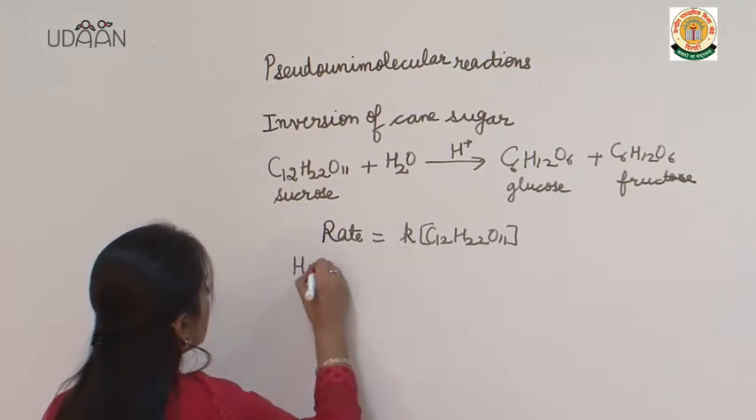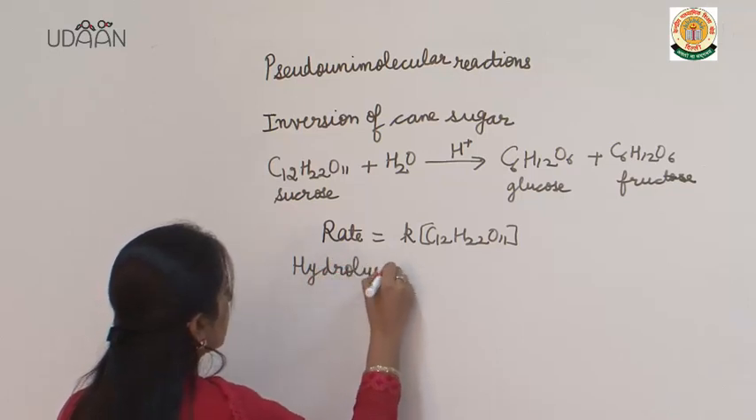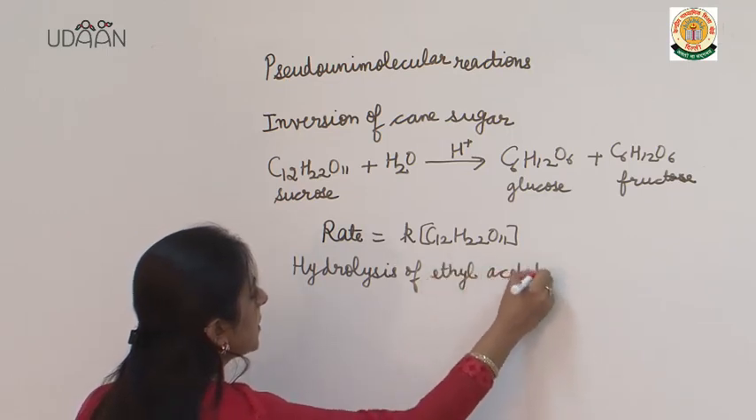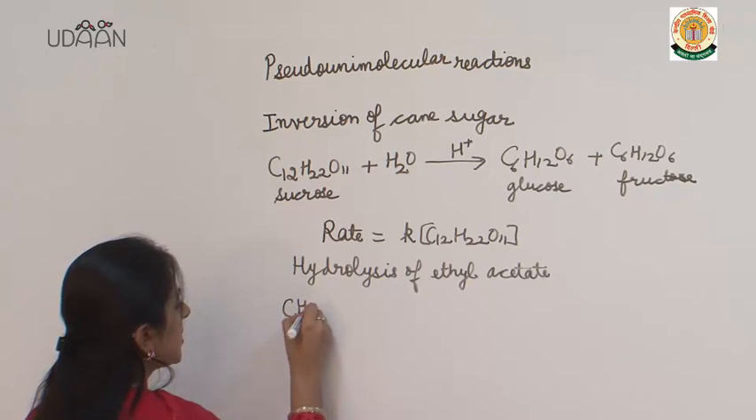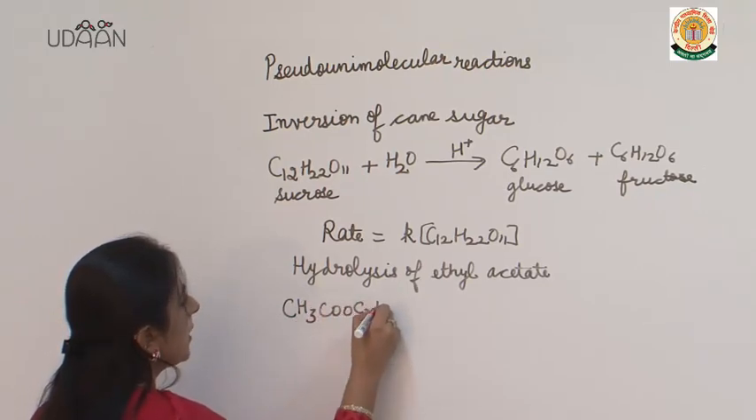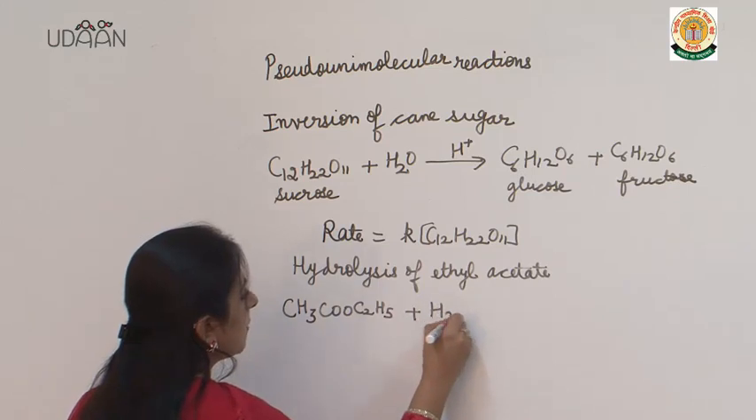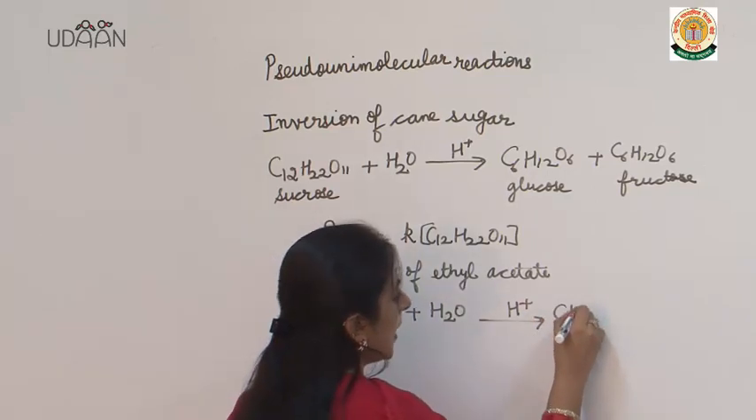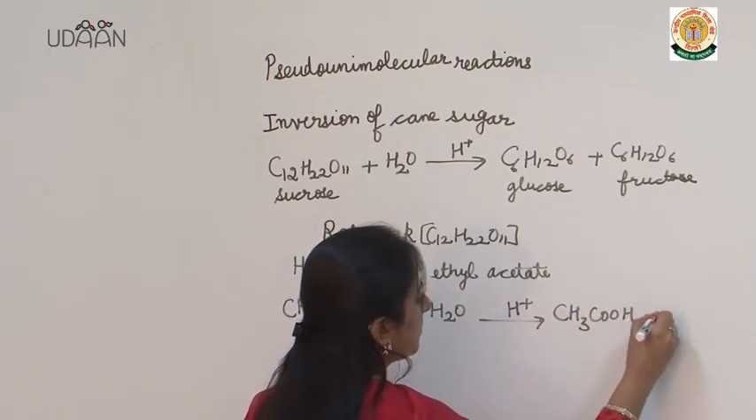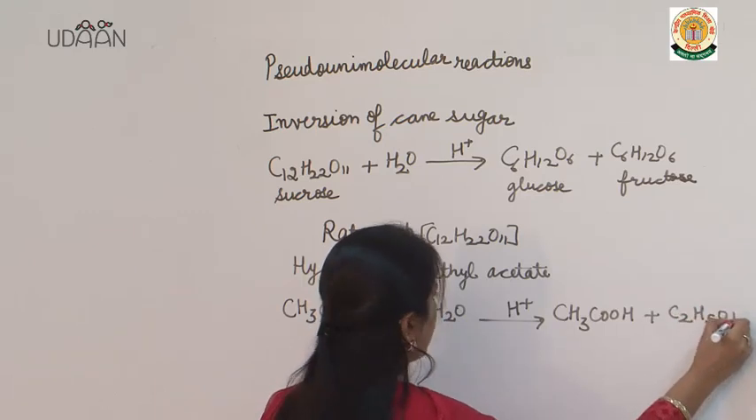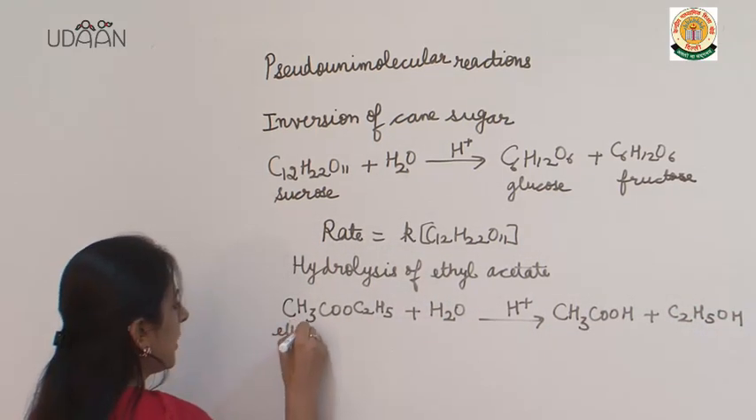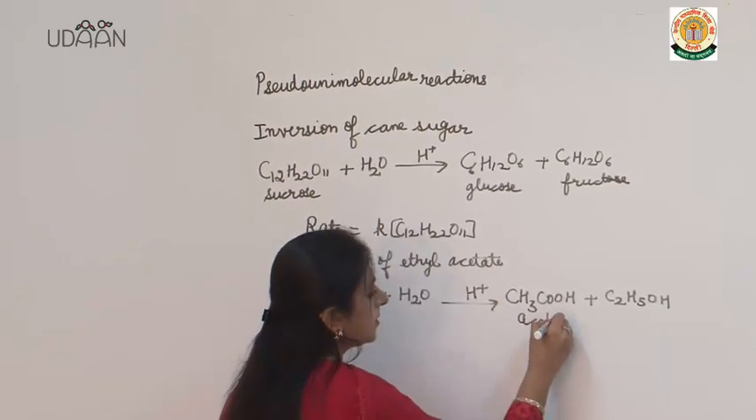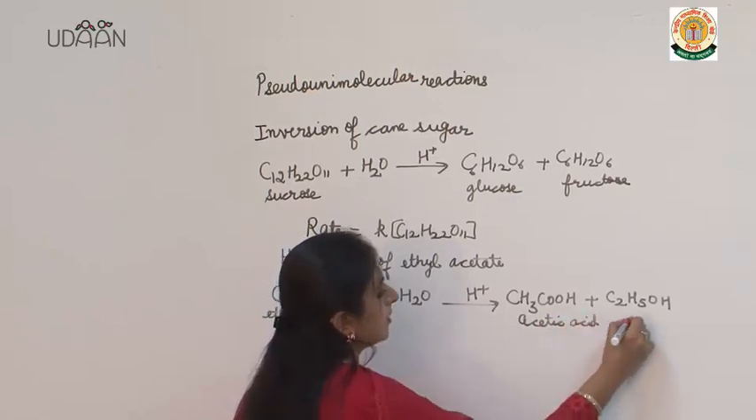Now let us consider the hydrolysis of ethyl acetate. Now this reaction again takes place in aqueous medium. तो हम क्या करते हैं? We take CH3COOC2H5. We react it with water in presence of H plus. We get acetic acid and alcohol. So this is ethyl acetate, this is acetic acid and this is alcohol.